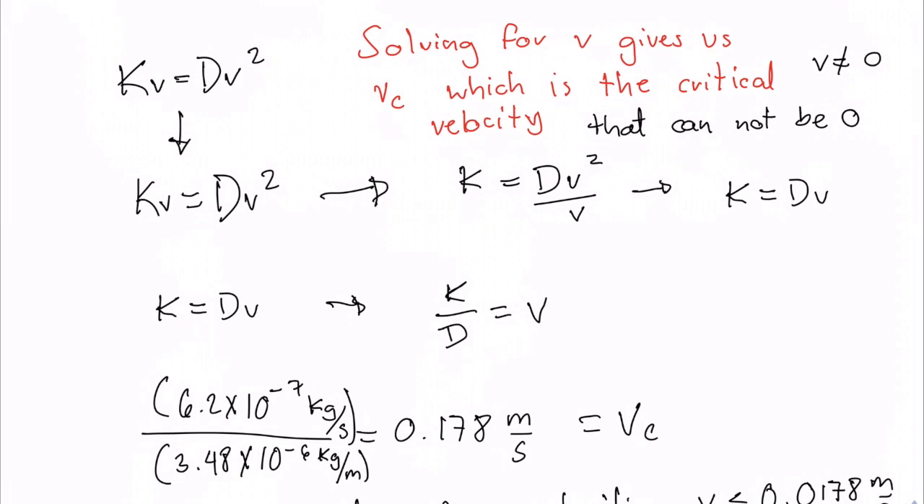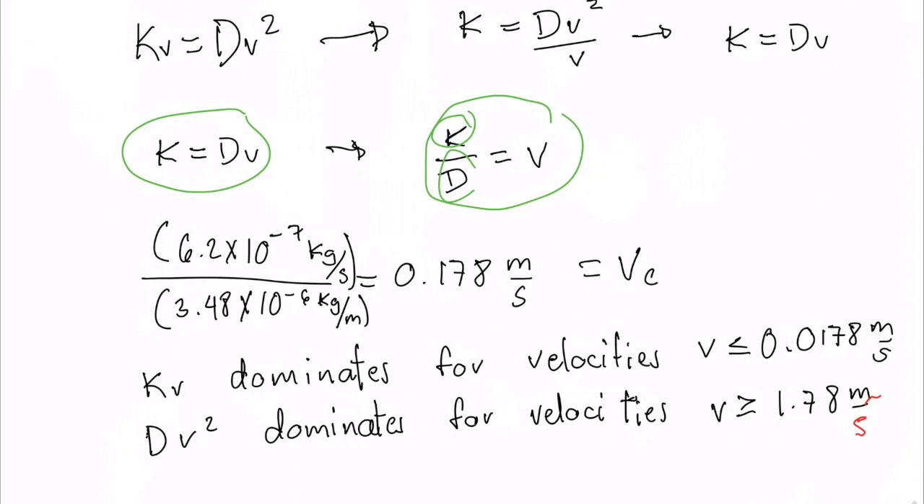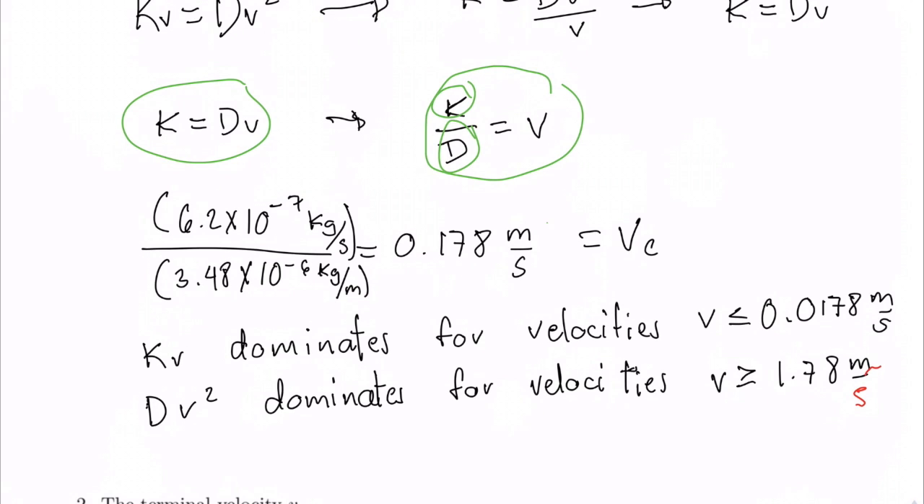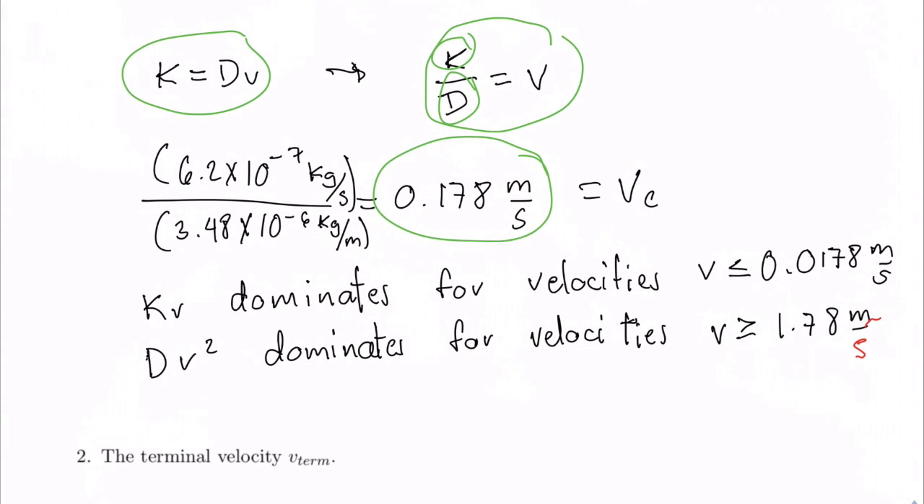So we solve for v, we pass v to the other side and divide by v squared, so we get this thing here, and solving for v is k over d equal v. So we plug in the values that we got previously, and we get the critical velocity, and kv dominates for velocities that are lower or equal to 0.078 meters per second, and dv squared dominates for velocities that are over or equal to 1.78 meters per second.